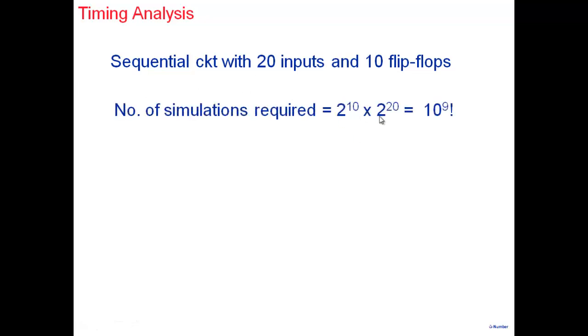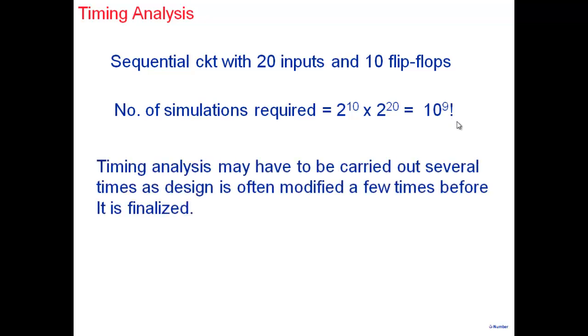For each state of the flip-flop, I may apply 2 to the power 20 because 20 inputs are there. So I approach a number which is 1 billion. And then of course I'll have to rank all of them and find out which is the worst case path. And remember, timing analysis will have to be carried out several times.